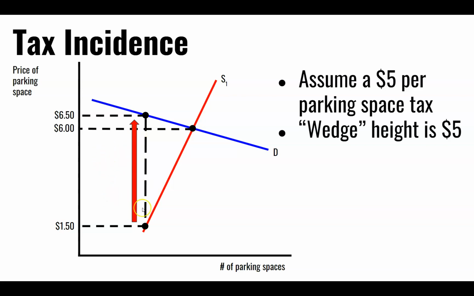So there's a $5 tax wedge, a $5 difference between the supply and demand curve. And so we can see that consumers are paying more. They have a tax incidence of 50 cents. They're paying a higher price than before. And suppliers have a tax incidence of $4.50 because they are receiving a lower price per gallon than they got before the tax was levied.